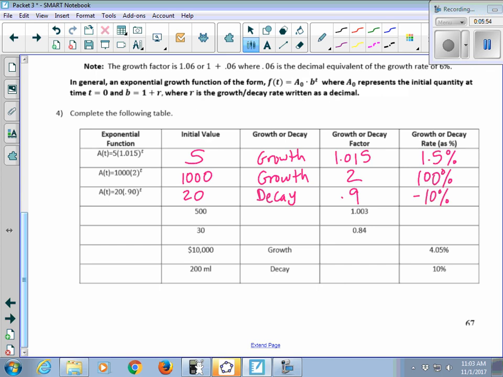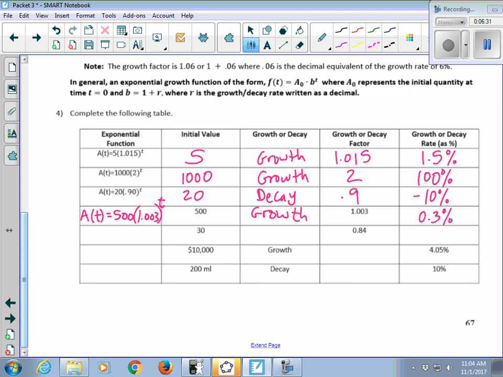All right, now I'm given some information here. I'm given an initial value and a growth factor. So my formula is going to be a of t equals 500 times 1.003 to the t. And I know this is growth because my factor is bigger than 1. And then my growth rate as a percent, subtract 1 from the factor, and you get 0.003. Change that to a percentage, which is 0.3%.